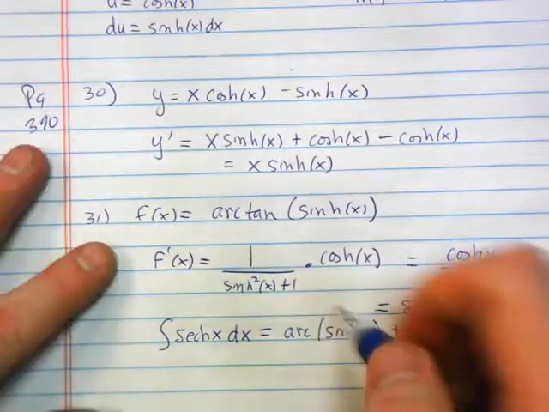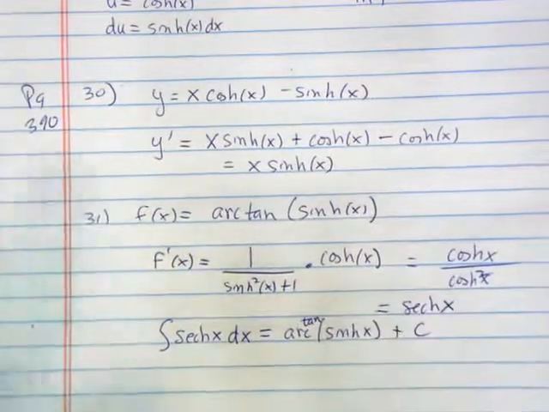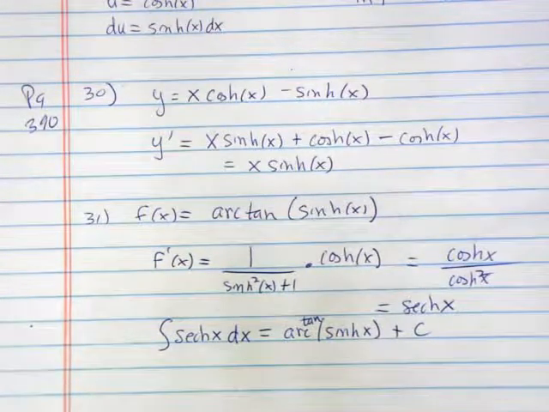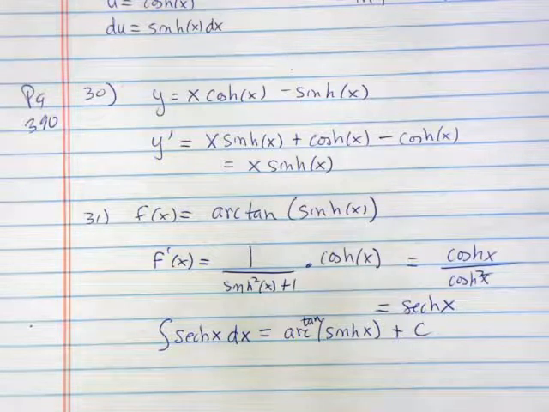Oops. I only wrote arc. I forgot the tangent part. Arctangent of hyperbolic sine plus c. I don't think I've ever seen that formula before in my life. Brand new one for me. Don't know that it's good for anything, but it's there. It's a nice new formula.